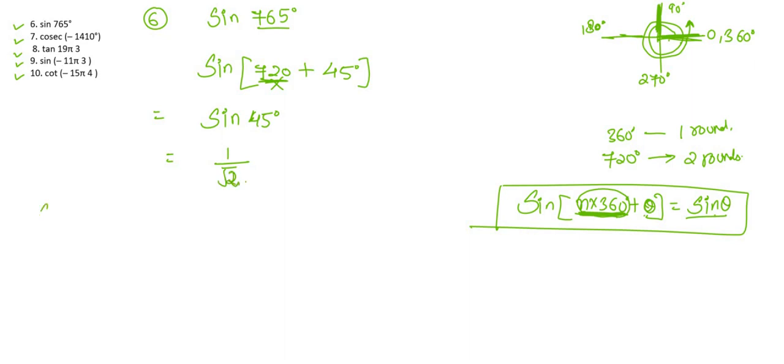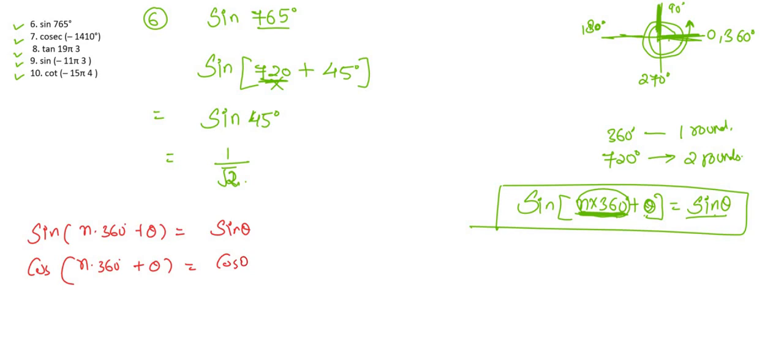So write down these formulas. This is applicable for all the functions. Sine of n into 360 plus theta is also sine theta. The same thing is true for cos: cos of n into 360 plus theta is also cos theta. Similarly, tan of n into 360 plus theta is also tan theta. And the same goes for cosec also.